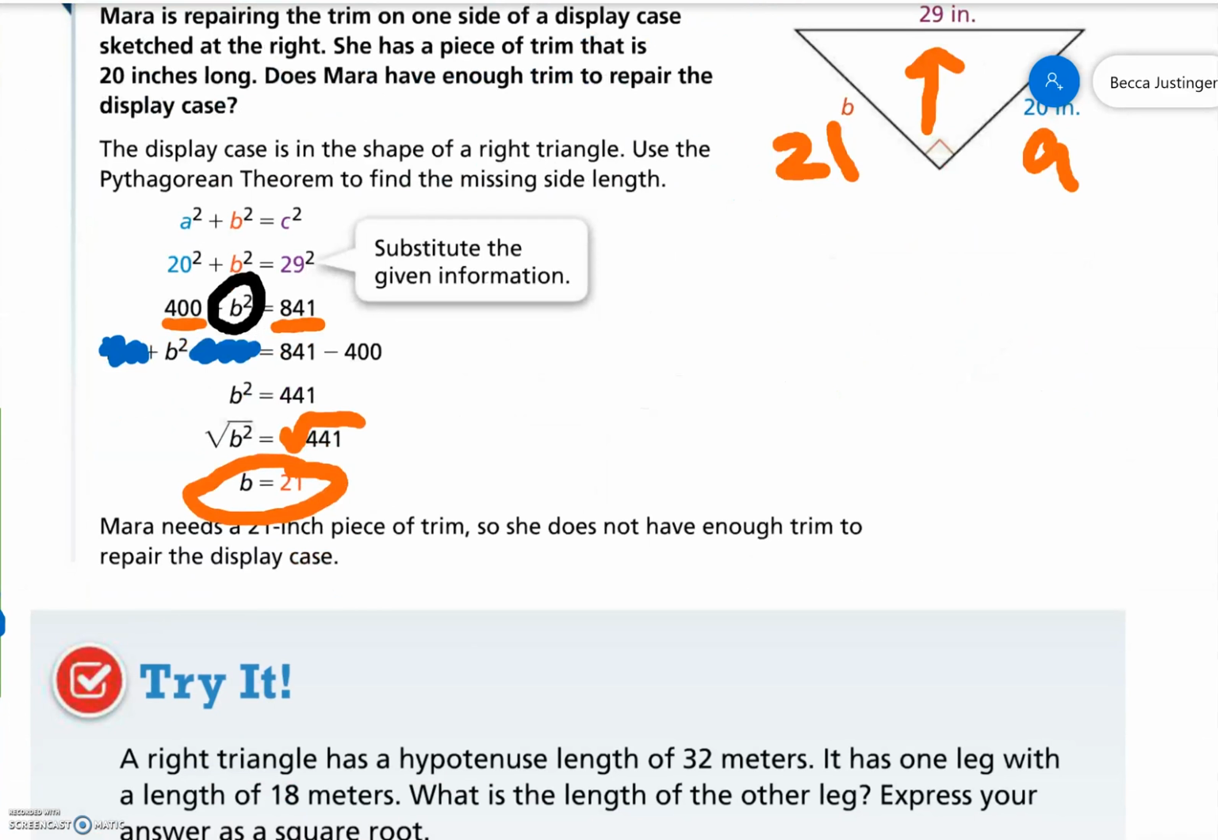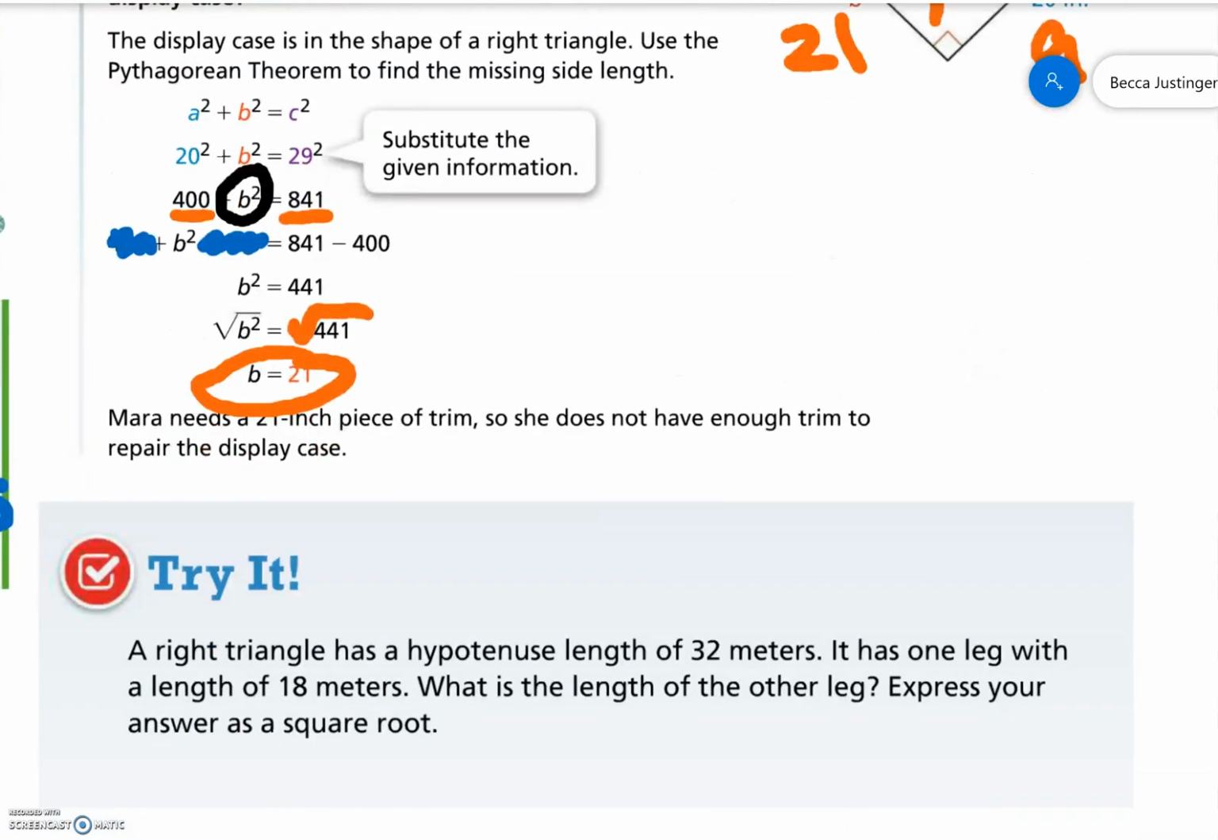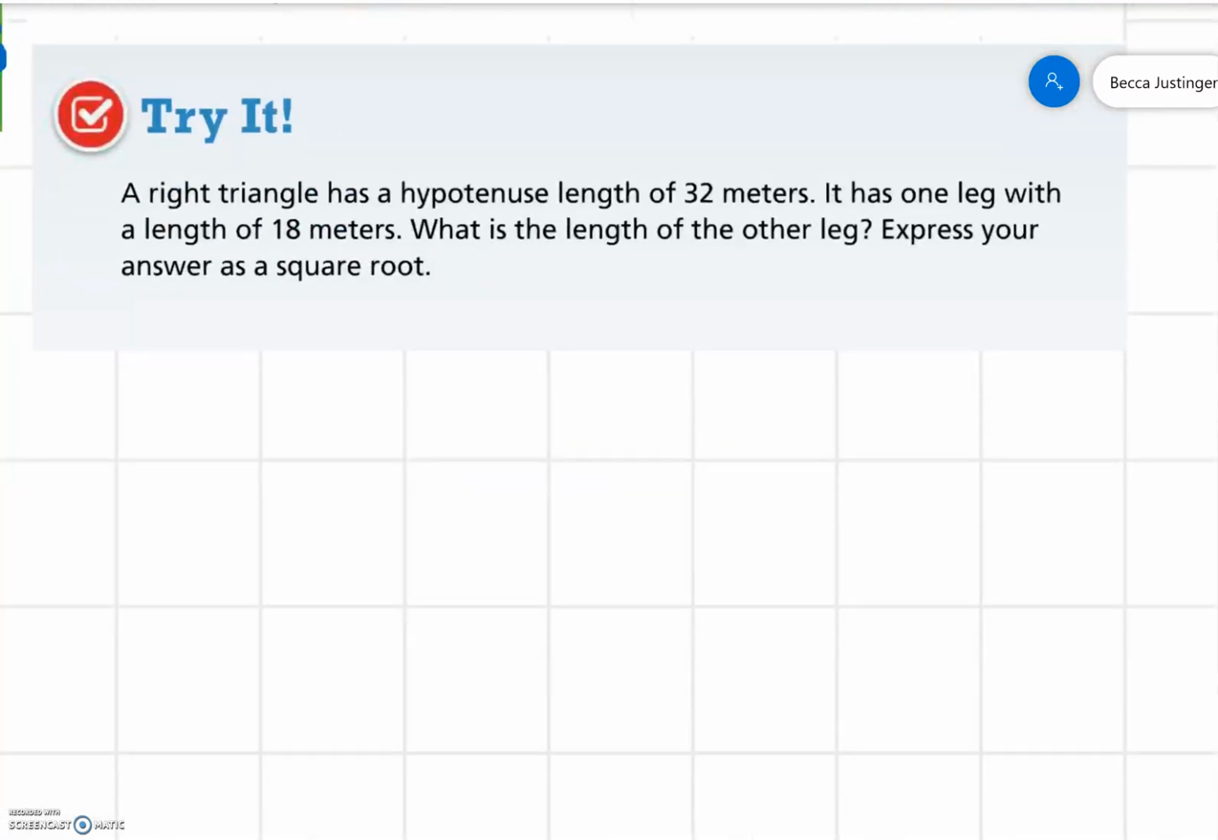Mara needs a 21-inch piece of trim, so she does not have enough trim to repair the display case.